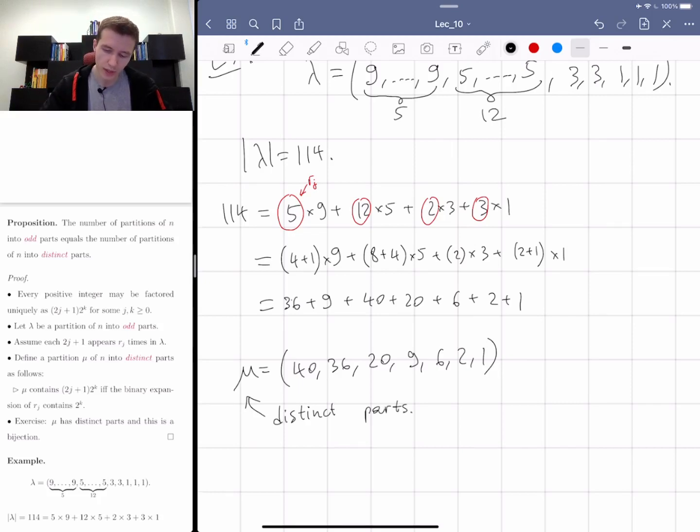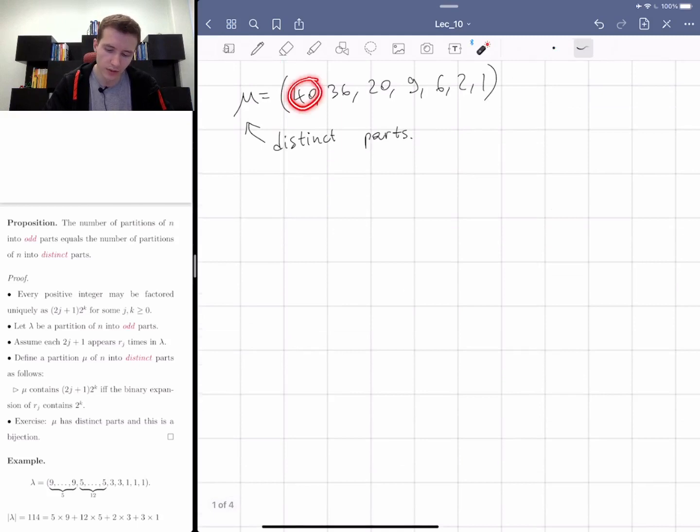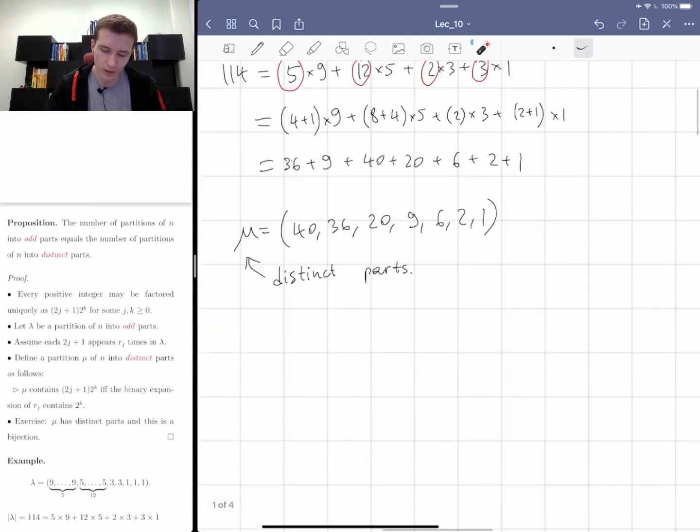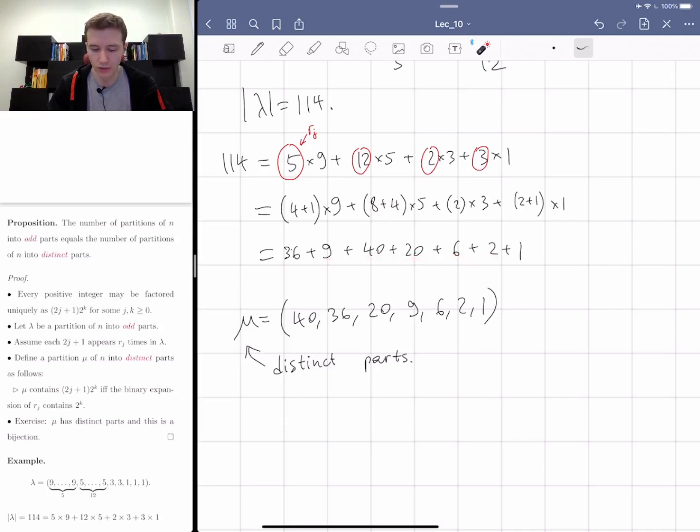And to go back, if I just show you mu and don't show lambda, you would have to factor a power of 2 out of each of these integers, and then you reverse this whole procedure. You factor a power of 2 out of each integer, and then you group them according to the odd number you get times a power of 2.